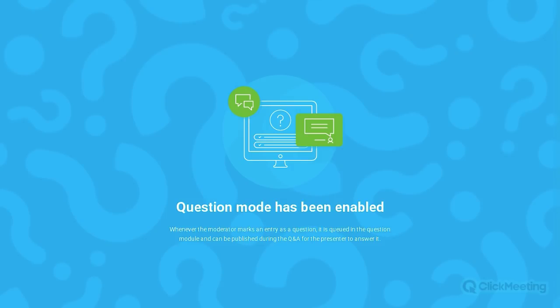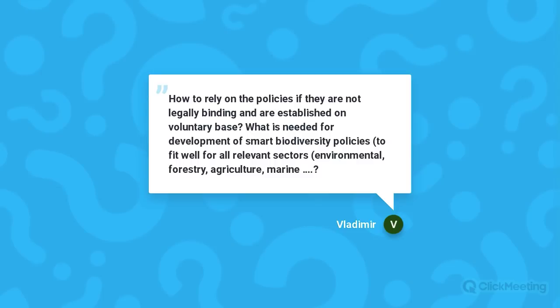Okay, let's try to respond to one of the questions here in the chat box. How to rely on the policies if they are not legally binding and are established on a voluntary basis? What is needed for development of smart biodiversity policies to fit well for all environment sectors, like environmental, forestry, agriculture, and marine?